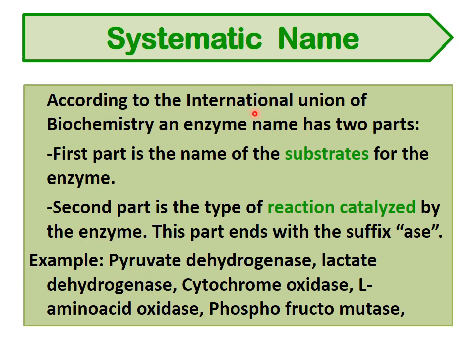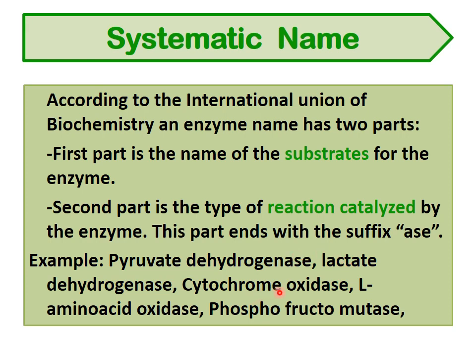Now the systematic name. According to the International Union of Biochemistry, an enzyme name has two parts. The first part is the name of the substrate and the second part is the reaction catalyzed. For example, in pyruvate dehydrogenase, the first part is pyruvate, that is the name of the substrate, and the second is dehydrogenase, that is the dehydrogenation reaction.